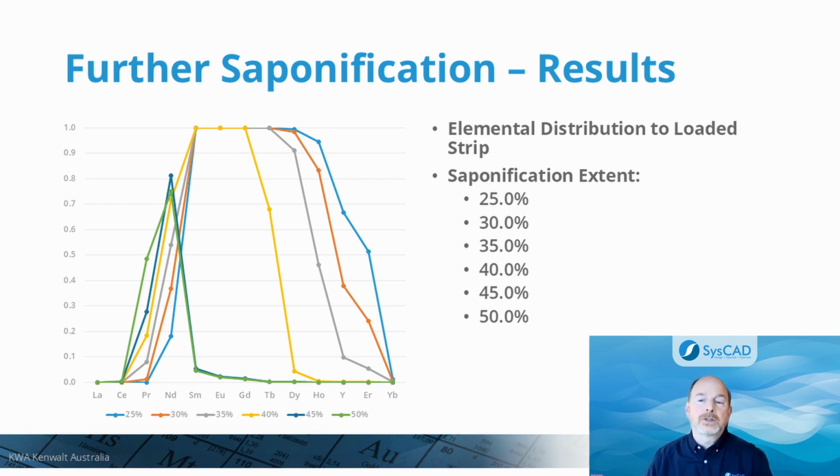We can see for lighter elements and higher saponification extents, elemental distribution again shifts elements away from raffinate and more towards loaded strip. And for heavier elements at higher saponification, elemental distribution again shifts elements away from loaded strip and more towards heavy strip. At 45 and 50% saponification, we found that the plot behaviors we had previously seen, where all the plots reached the 1.0 level for the middle elements, was no longer true. We decided to further review the results with a stacked bar graph.